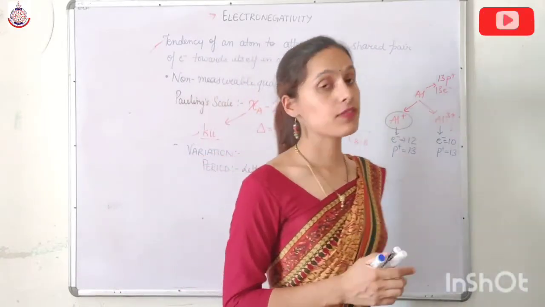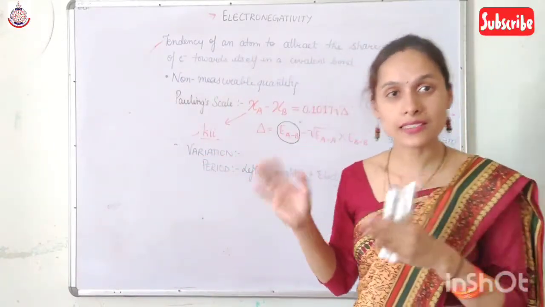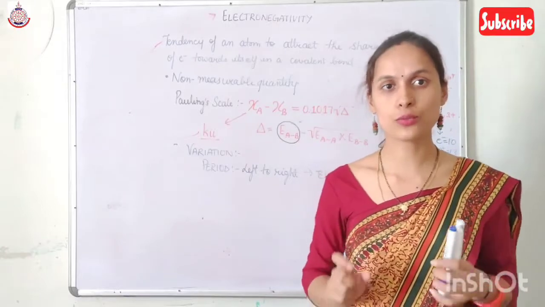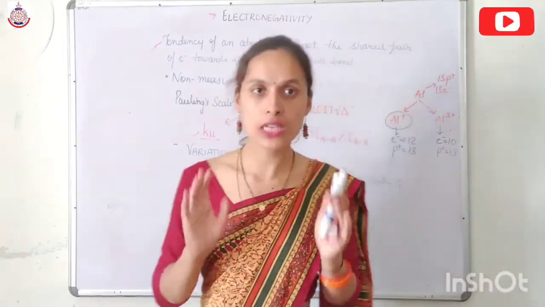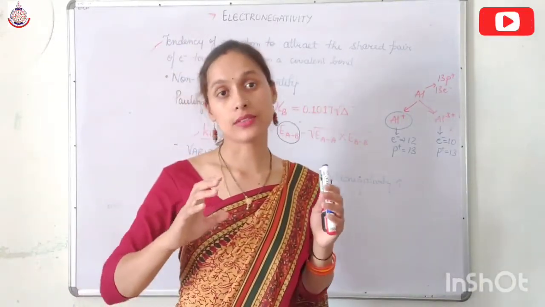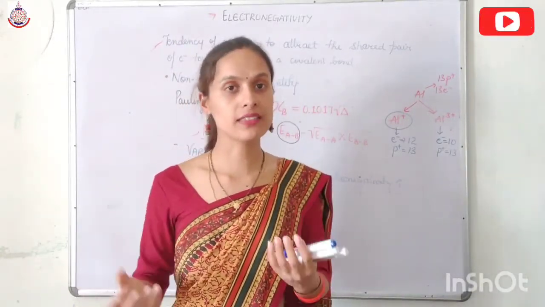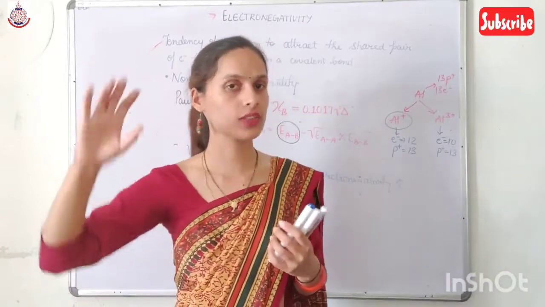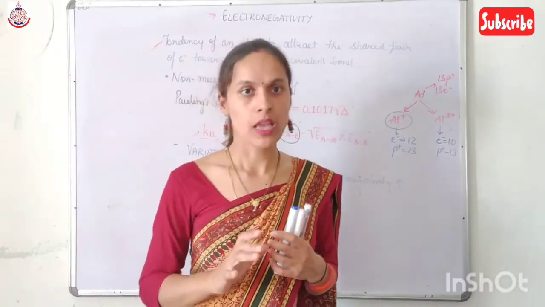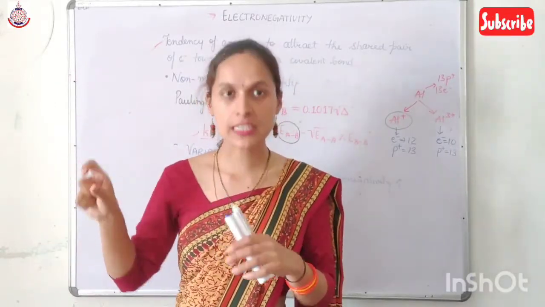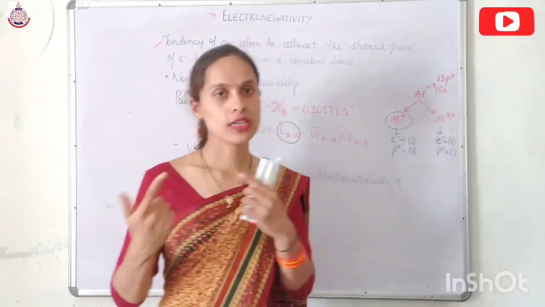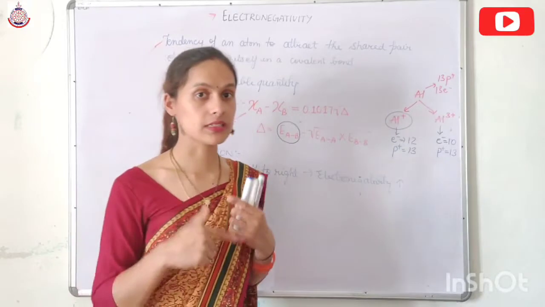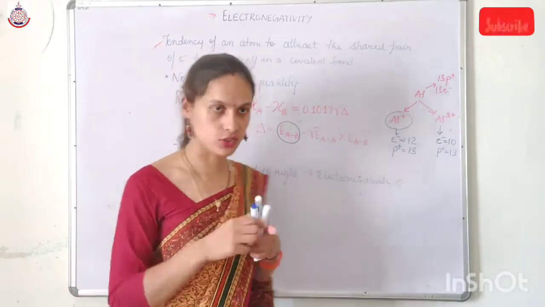But if we talk about the last group, that is the noble gas group, the 18th group, because it is fully filled, it doesn't have the tendency to attract the shared pair of electrons, so they become electropositive. So up to the 17th group, as we move left to right in a period, electronegativity increases due to the increase in the effective nuclear charge.